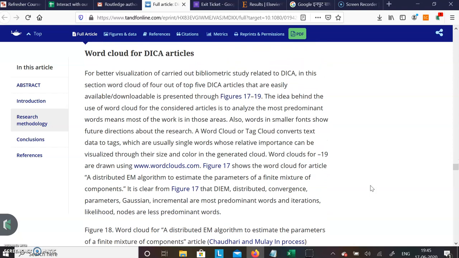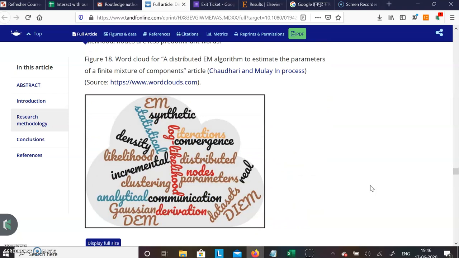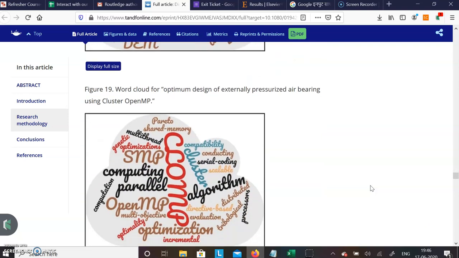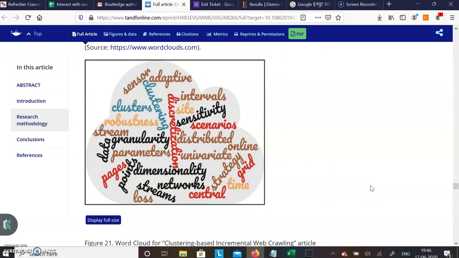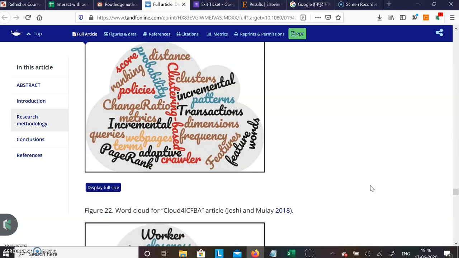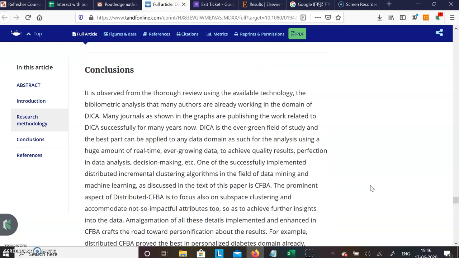Thereafter, we moved on to word cloud analysis to confirm that the keywords we used for performing the bibliometric analysis are the same keywords used by the top 5 papers. Here are 5 different word clouds, and looking at them and at the frequency of keywords used by these authors, it proves that the keywords we used for the bibliometric analysis are correct. The keywords we are working on right now are validated by this word cloud analysis.